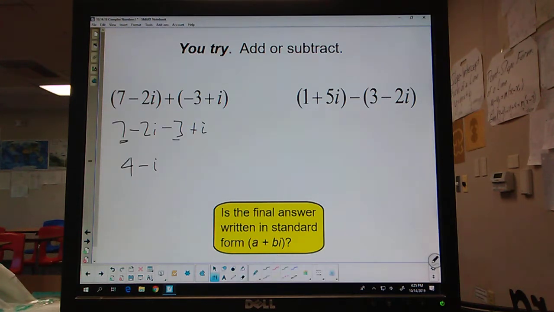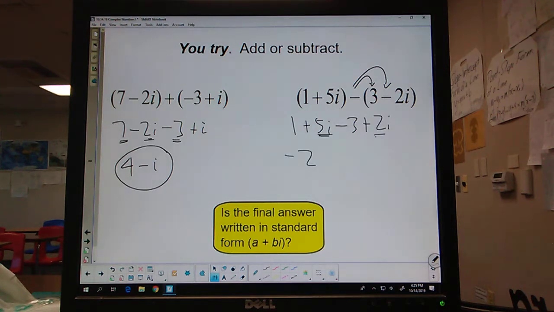7 minus 3 is 4. Negative 2i plus i is negative i. This one here, you're going to have 1 plus 5i, and then minus 3 plus 2i. So 1 minus 3 is negative 2. 5i plus 2i is plus 7i. Okay, double check. 1 minus 3, negative 2, 5 plus 2, 7. Okay, looks good.